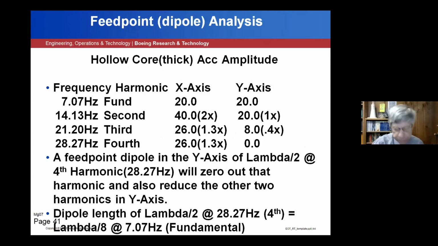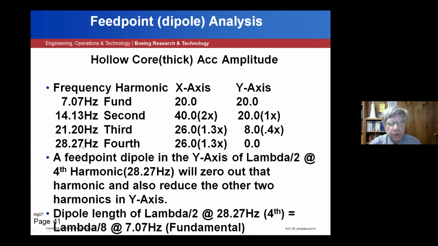So now we start converting over and looking at the data. At the 707, which is your fundamental, the gain factor on the x-axis, or the amplitude, however you want to look at it, is 20. On the y-axis, it's 20. When you go to the second harmonic, 14.13, the gain goes to 40 on the x-axis and 20 on the y-axis. So it's twice as big, 2x on the second harmonic. The third harmonic goes down to 21.20. It's 26 on the x-axis and only 8 on the y-axis. So there's a gain of 3.25 on the x.